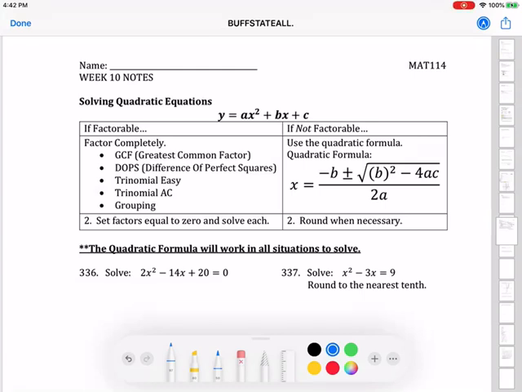Hi everybody, today we're going to be working on the week 10 notes on page 97 in your workbook. We're just going to continue with solving quadratic equations. So just a review of what we did last week.